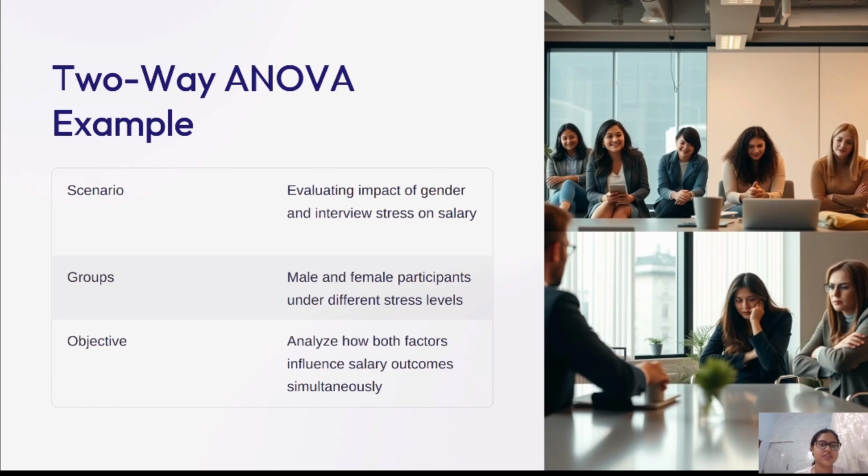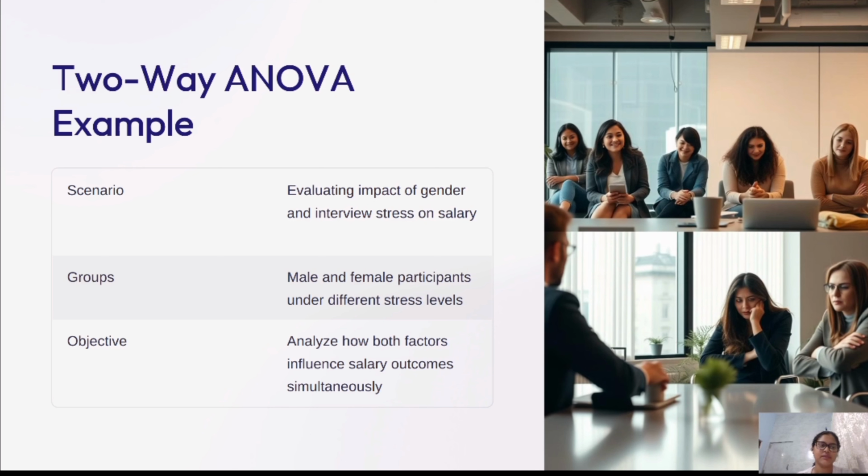Let me give you an example for two-way ANOVA. The scenario. The study aims to evaluate the impact of gender, male and female, and interview stress, for example low, medium, high levels, on salary outcomes. Groups. The participants are divided into subgroups based on male and female and the different levels of stress during interviews. Objective. The goal is to determine how gender and stress individually influence salary, and whether there is an interaction effect between gender and stress on salary.